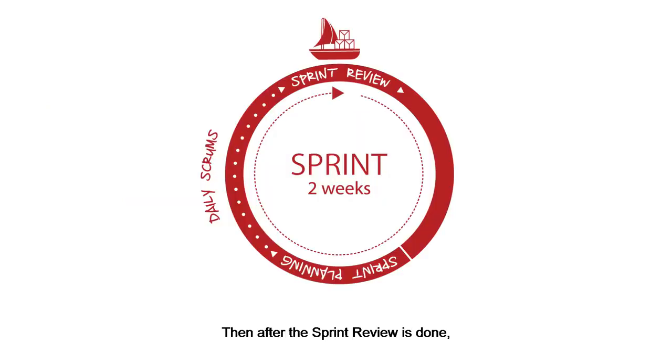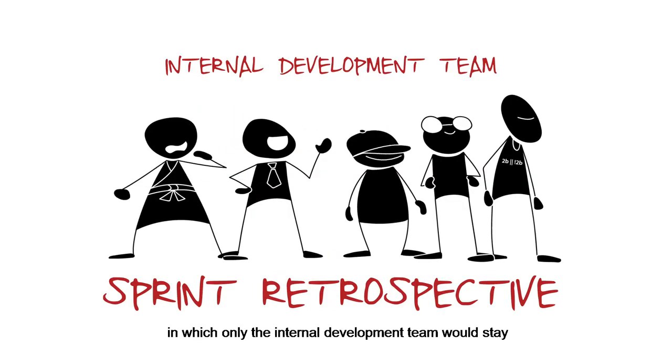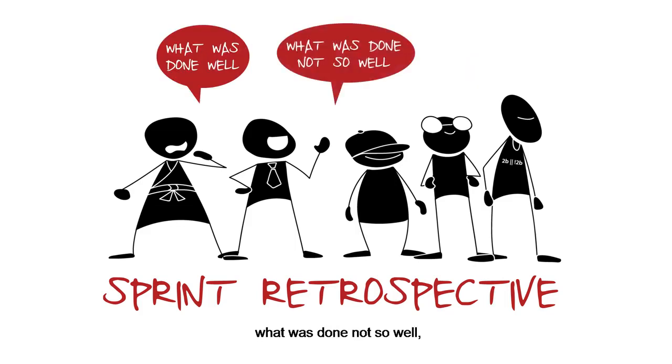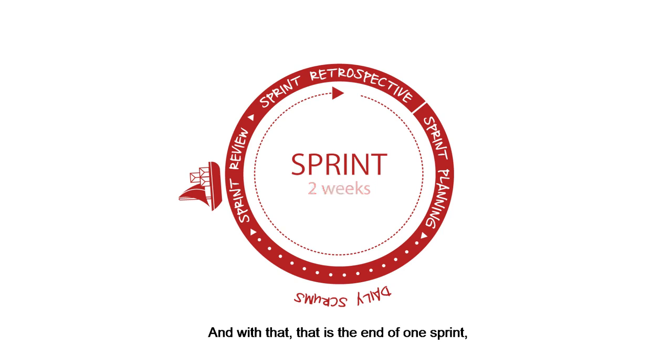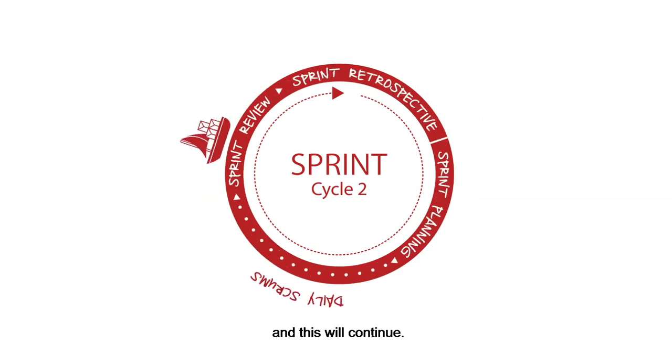Then after the sprint review is done, we'll move to the sprint retrospective, in which only the internal development team would stay and reflect upon their process by looking at 3 elements of the process: what was done well, what was done not so well, as well as something that after the discussion they agree to commit to improving. And with that, that is the end of one sprint, and we'll start again sprint planning in the next sprint cycle, and this will continue.